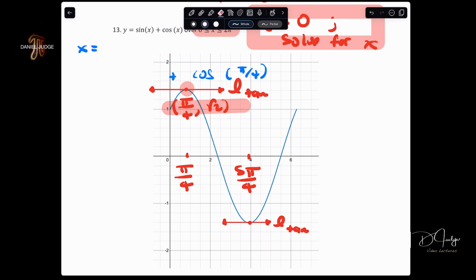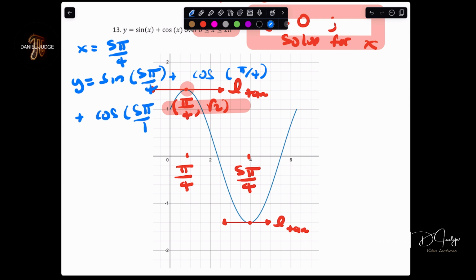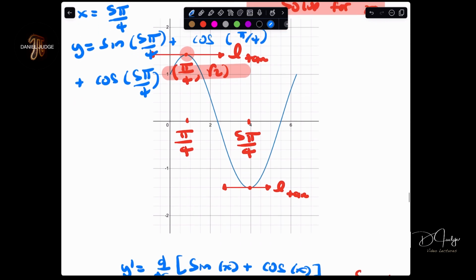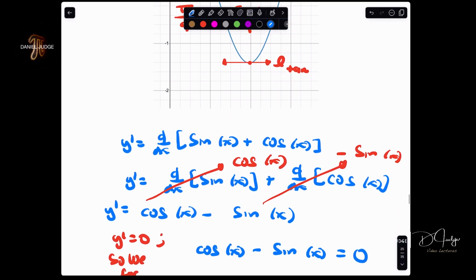Okay, so let's deduce this here. Just a little bit of trig. Sine pi over 4 plus cosine pi over 4. Okay, let's find that. Well, what is sine 5 pi over 4?